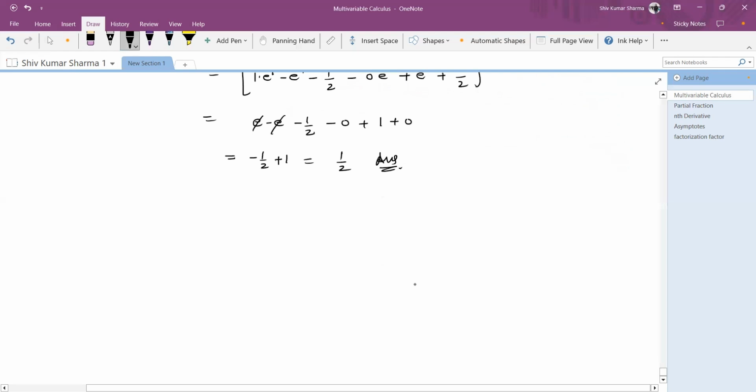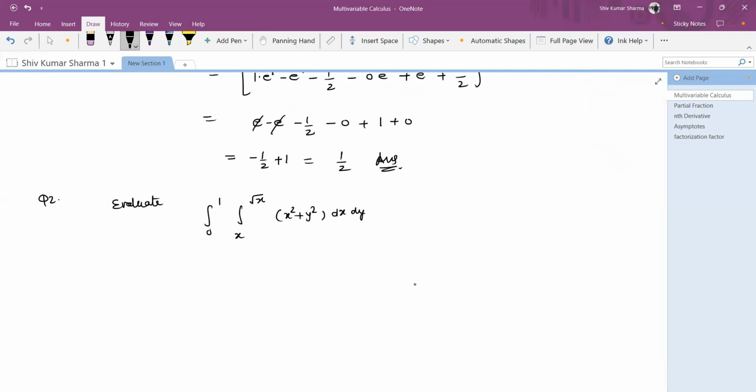Now we have a second question. Evaluate the integral 0 to 1, x to root x, x square plus y square, dx into dy. So when we integrate this, the variable limit is given in the form of x. So this means this is the variable limit for y and the constant limit for x.